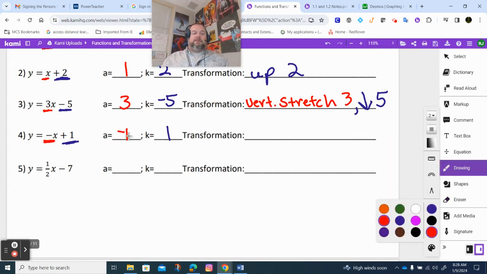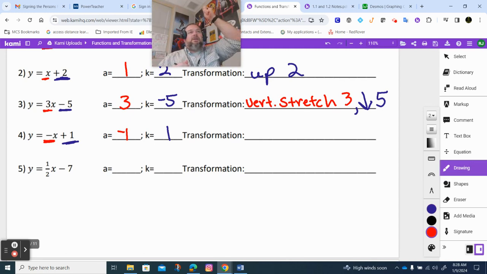Like if I was to get Brooke, take her and flip her upside down, her A would be -1 after I flip her upside down. And we don't want to do that right now because my shoulder's really hurting. So we're going to say flipped.